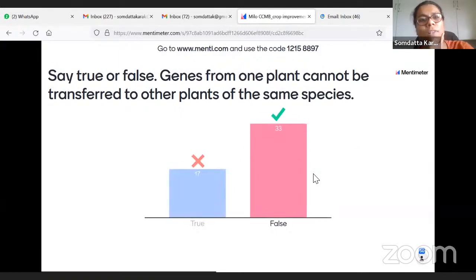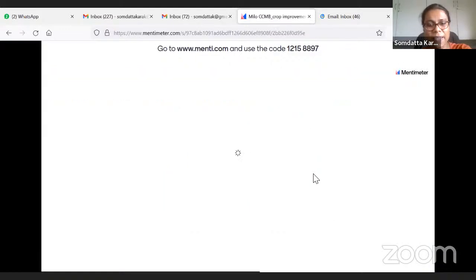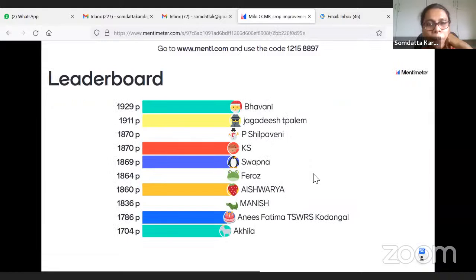Of course, it is false. We have been talking about getting genes from one plant to another plant via many techniques, through transgenesis, through marker-assisted breeding techniques today, right? So genes can be transferred from one plant to another, especially so if they're from the same species. Let's see who's leading the show now.